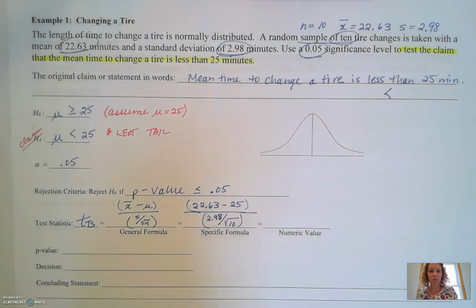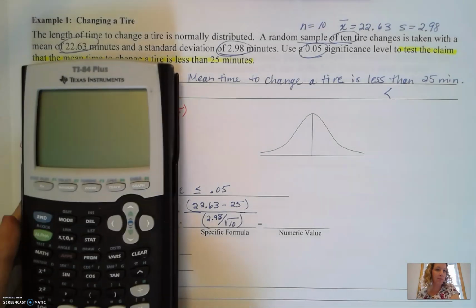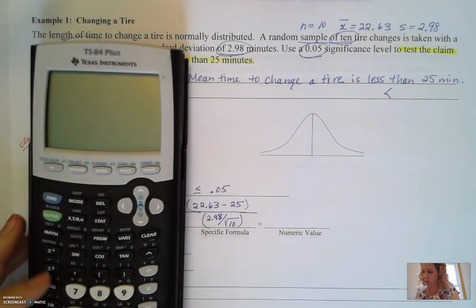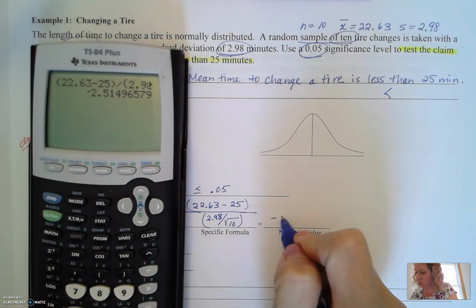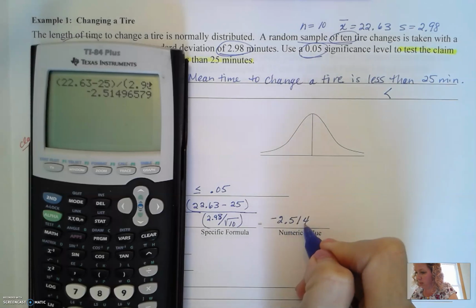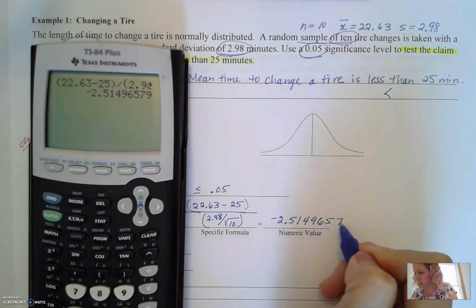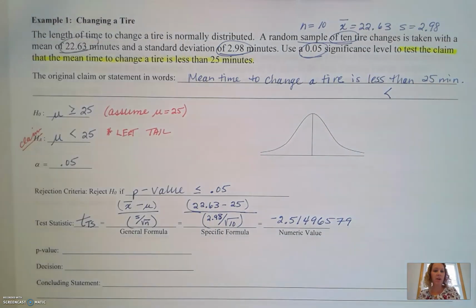There we go. Get out our calculator, and we're going to type this in. So open parentheses, 22.63 minus 25, close parentheses, divided by, open parentheses, 2.98 divided by square root of 10, and then close parentheses and hit enter. That's going to give us negative 2.51496579. Now, the p-value. We can look it up on a chart, but I'm just going to go ahead and use technology here to do this.